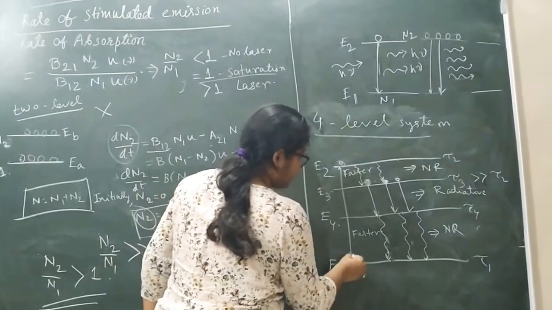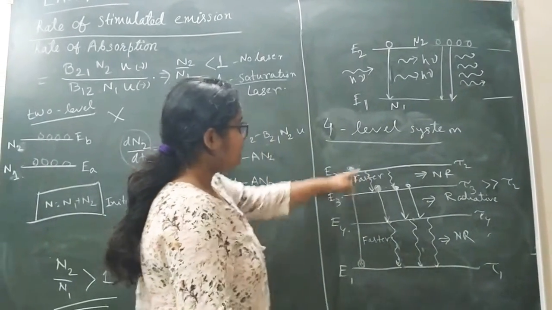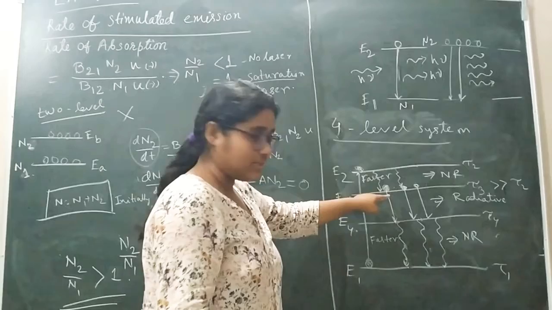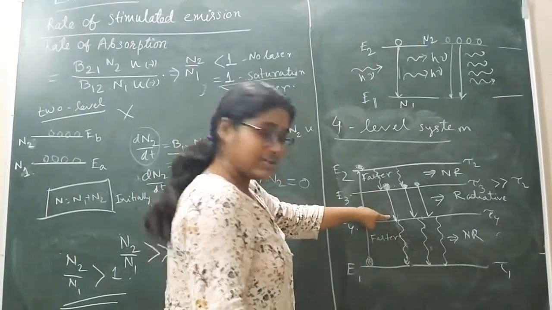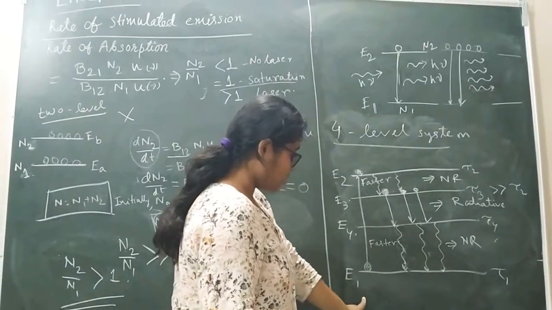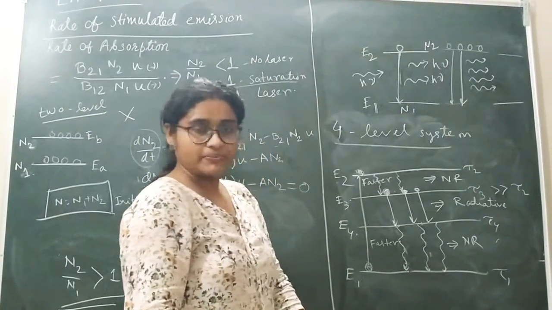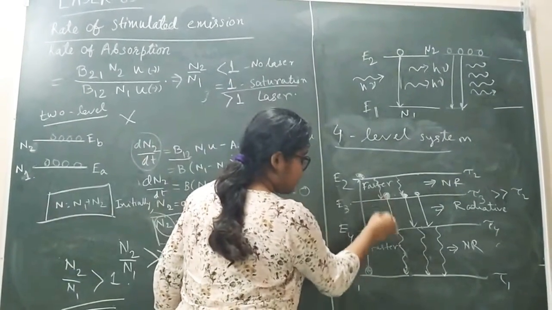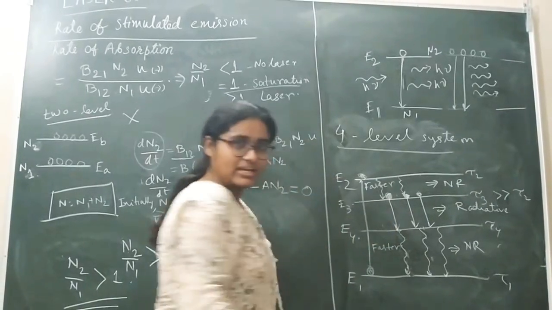The atom gets excited to level E2 and then comes to level E3 non-radiatively, then it gives the radiative transition, and then it comes to the ground state, the E1 level, non-radiatively. So the laser action will happen between these two levels, E3 and E4.